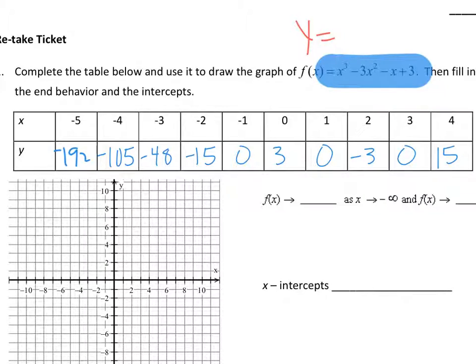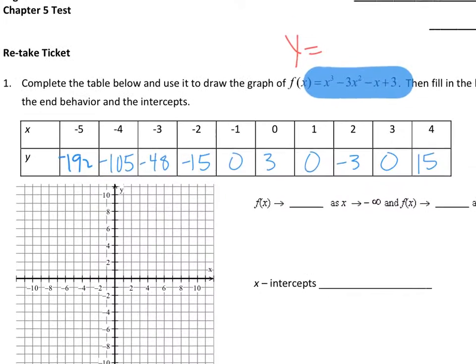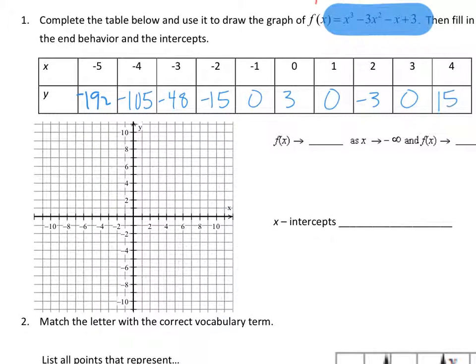All right, now we want to graph those points. So looking here at the graph, let's get those points on there. So the first one that's really going to fit is this negative 1, 0. And then 0, 3. 1, 0. 2, negative 3. 3, 0. And then 4 is up at 15.